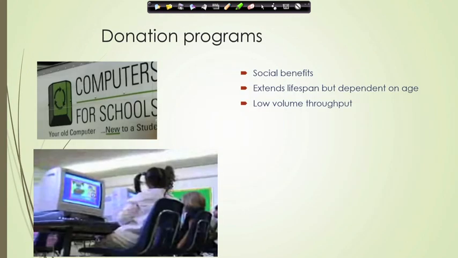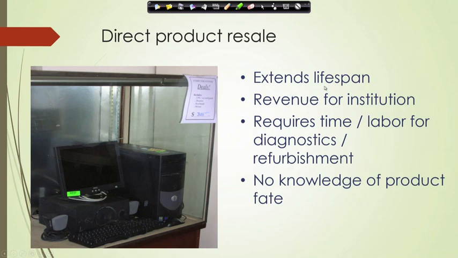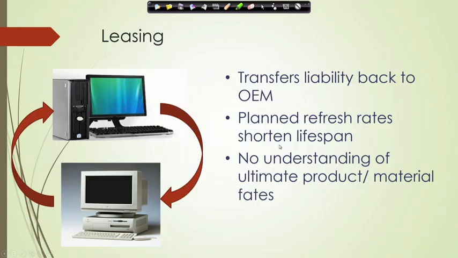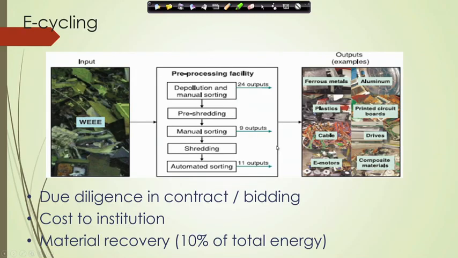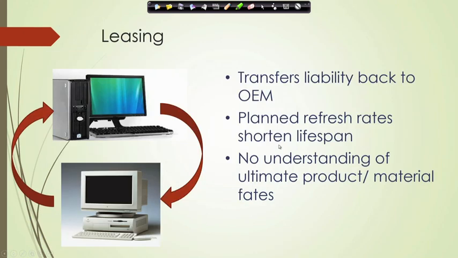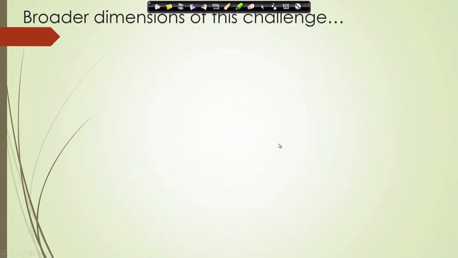There are donation programs, which have social benefit and extend lifespan, but are dependent on age, and low volume throughput, actually not much is in. Direct product resale, you can put it up for a deal and people can buy it. It brings revenue for the institution but requires time, labor, refurbishment, and there is no knowledge of product fate, what will happen we do not know. Then e-cycling, which is recycling, where outputs are plastics, ferrous metal, shredding and all that, we talked about all that. Leasing can also be done, and that is one way of doing it too.